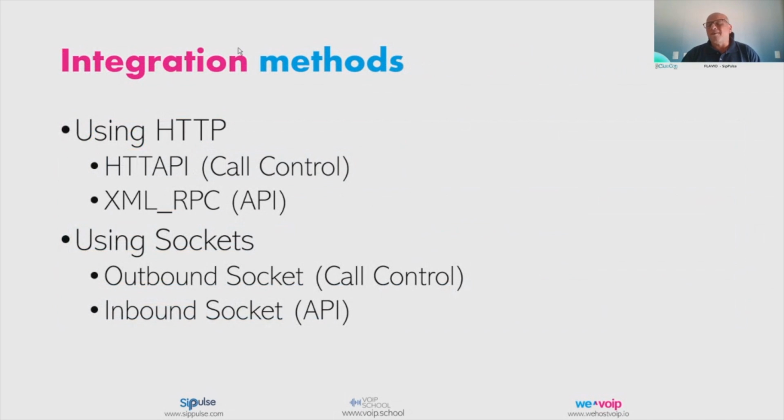Integration methods. There are actually two ways to integrate: the HTTP method and the sockets method. One is based on HTTP and the other one on sockets. Sockets is a little more powerful. You can do more things, and with sockets, you can actually develop your own modules for NodeRed.